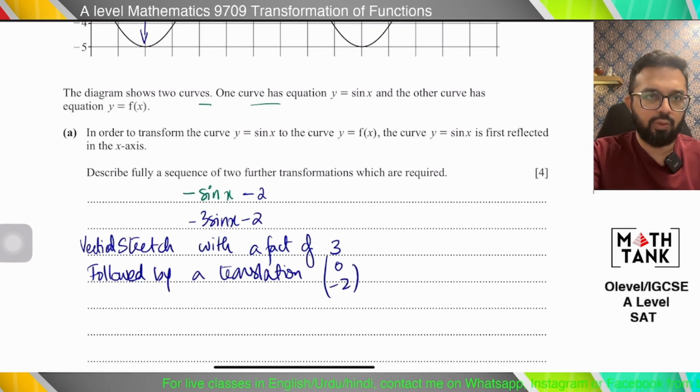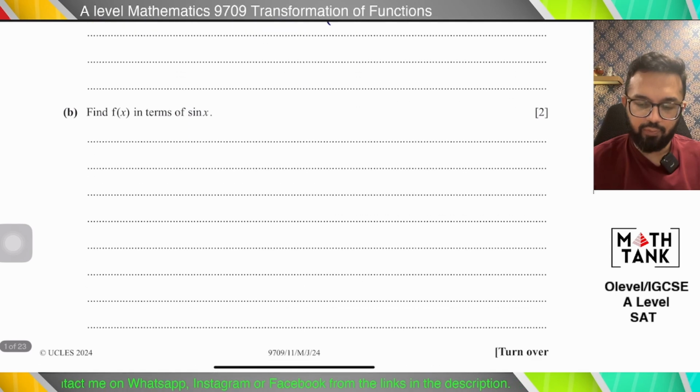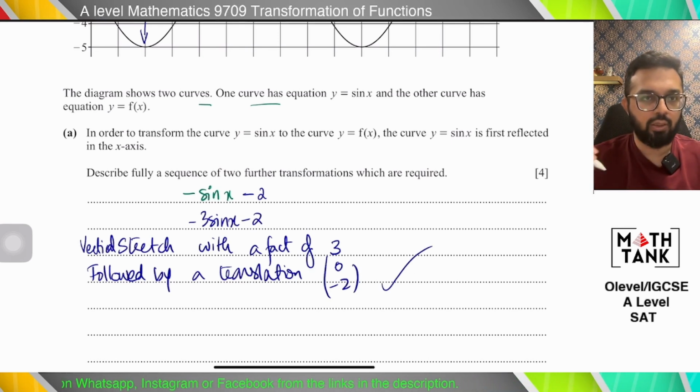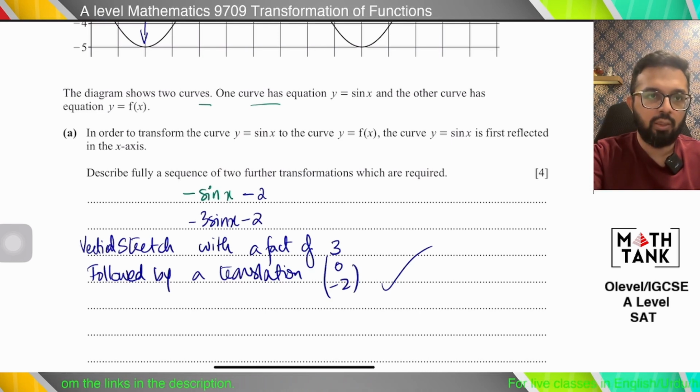I don't know what year this is, but I'll have to open it up. This is June 24. Okay, yeah, those are the correct answers. Stretch factor 3 in the y direction and then that.